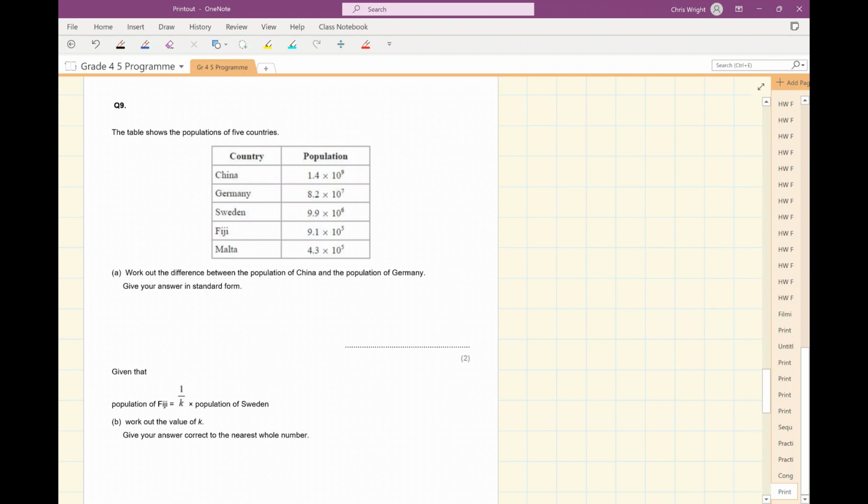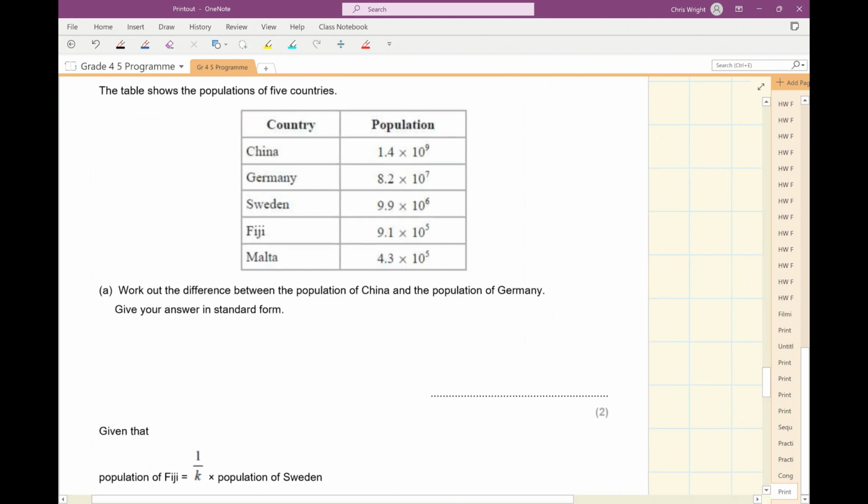Question 9. The table shows the populations of 5 countries: China, Germany, Sweden, Fiji, Malta. Work out the difference between the population of China and the population of Germany. Well, China's got the biggest population because it's times 10 to the 9, so it's asking me to do 1.4 times 10 to the 9, the population of China minus the population of Germany. So I'm going to put that into my calculator.